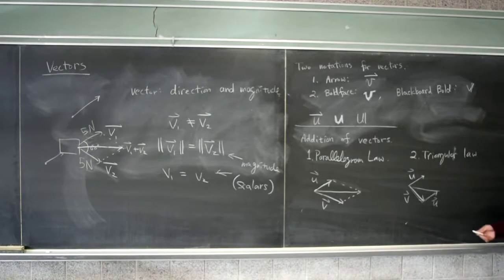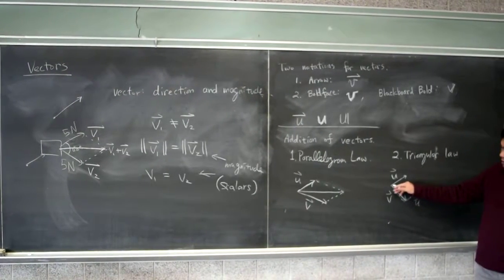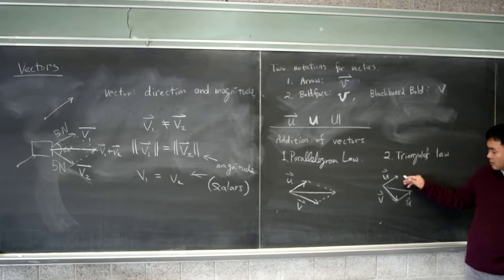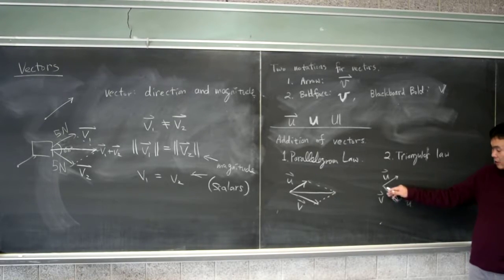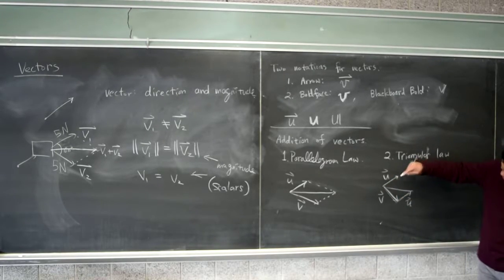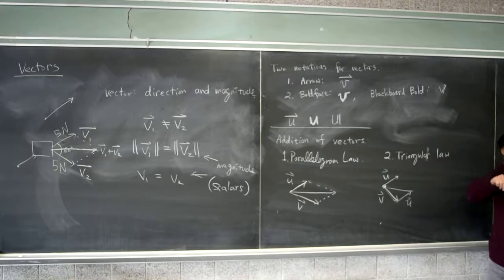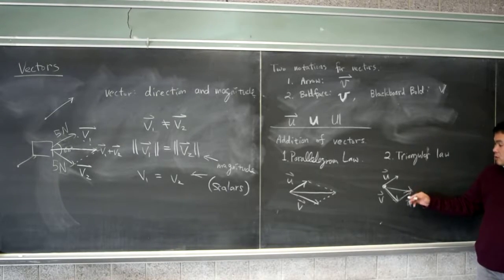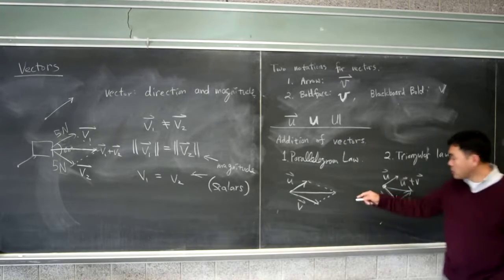All right, so the triangular law goes like this. You have a vector, you move it to another place so that the initial point of the first vector is at the terminal point of the second vector. So now you can connect the two vectors, right? If you connect the initial point of the second vector to the terminal point of the first vector, it gives you a new vector, and that's called the sum of two vectors, u plus v. So in this picture, I have u plus v.